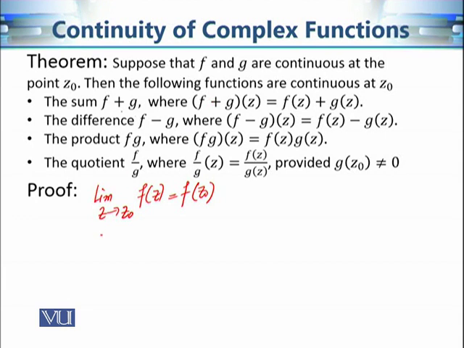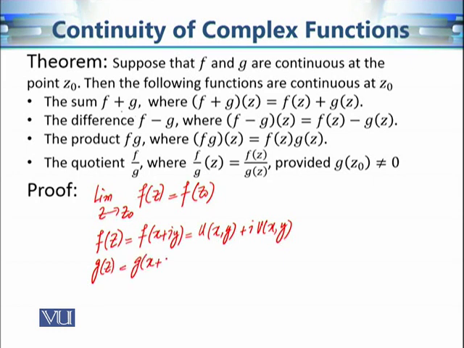And further we can assume that f(z) is given as f(x + iy), which is equal to u(x,y) + iv(x,y), by taking the real and imaginary parts. Similarly for g(z), we can assume that this is equal to g(x + iy) = m(x,y) + in(x,y). Now using this definition and these two descriptions of f and g, we can prove all these statements in a very simple way.